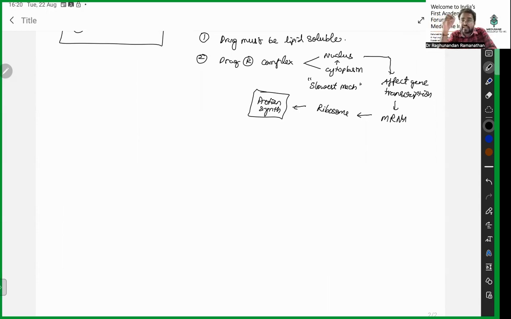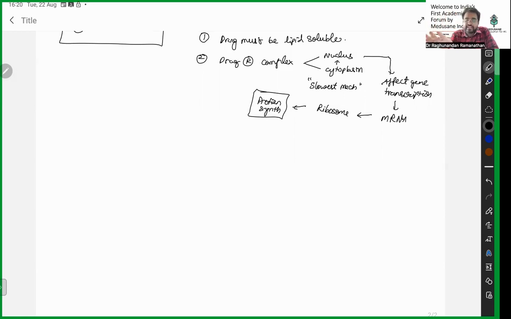And what is the intrinsic activity? Intrinsic activity is the ability to change the conformation of the receptor. So every drug, once it gets inside and acts on the receptor, is going to have two important properties. Number one, your affinity, and number two, intrinsic receptor activity.